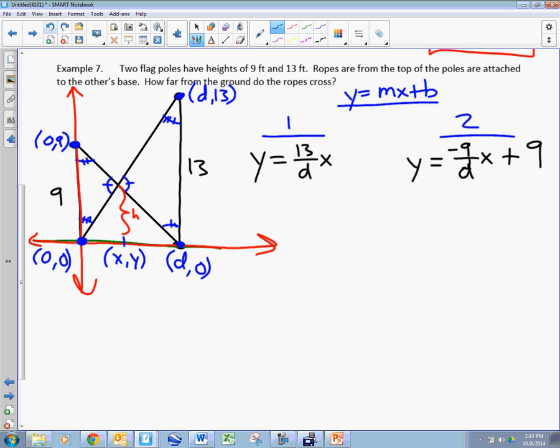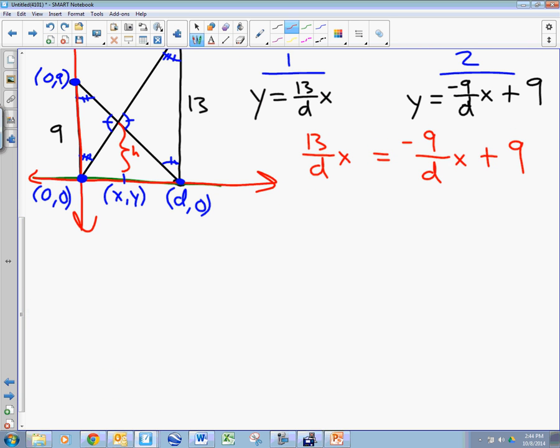I have two lines that I have written equations for. I will solve them and find the xy coordinate where the intersection is, and the y value will be how far off the ground it is. So, how do I solve for the intersection between these two lines if they're both written as y equals? Substitution. If they're both equal to y, then they're both equal to each other. Very simple. 13 over d times x should then equal negative 9 over d times x plus 9. Gather like terms on each side. Do they have common denominators? Isn't that nice? So add 9 over d times x and you get 22 over d times x equals 9.